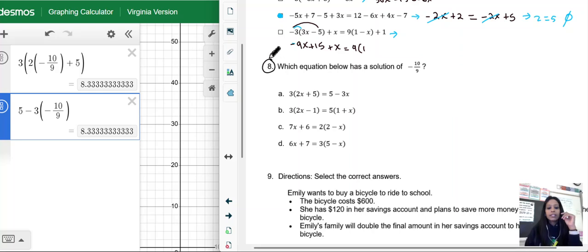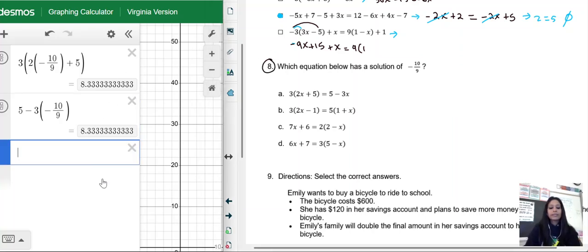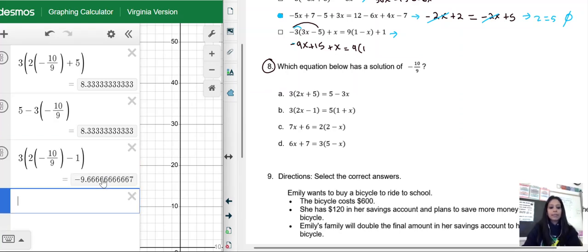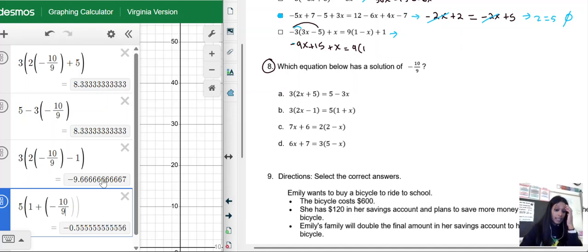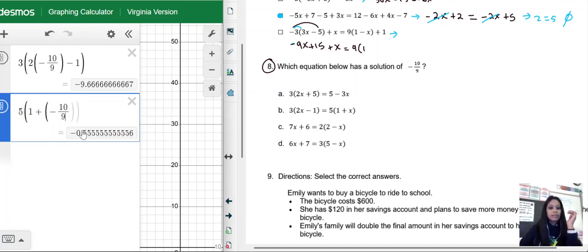Okay, let me show you what a no solution looks like. Let me just try answer choice B. So 3 times 2 parentheses negative 10 over 9 minus 1. I got that number, and then if I do the right side of the equation, 5 times 1 plus negative 10 over 9. See how I got two different numbers here? So that's how I know it's not a solution, okay?